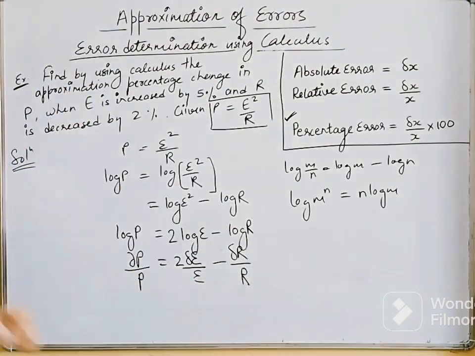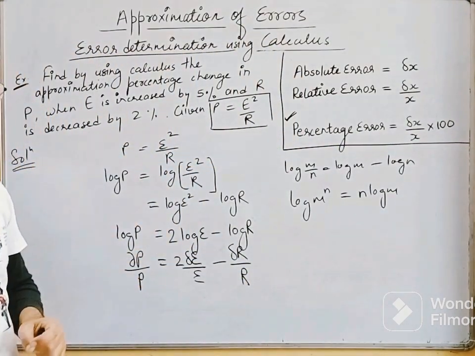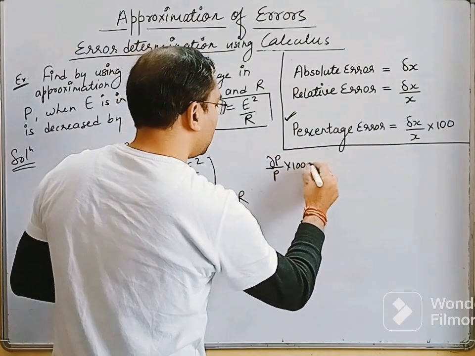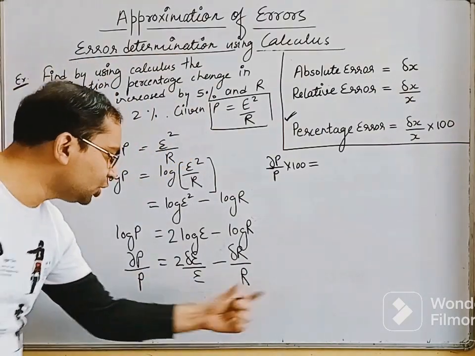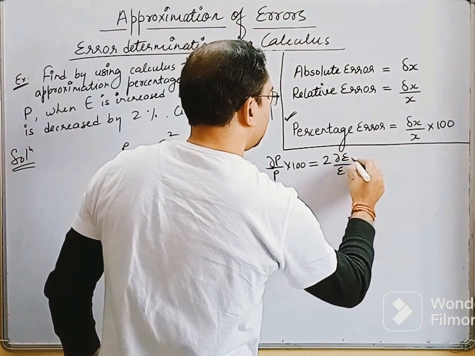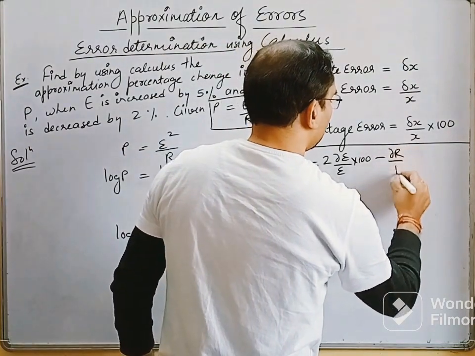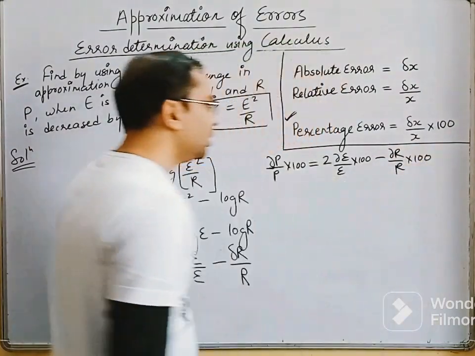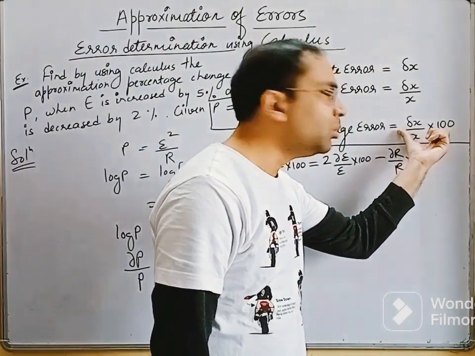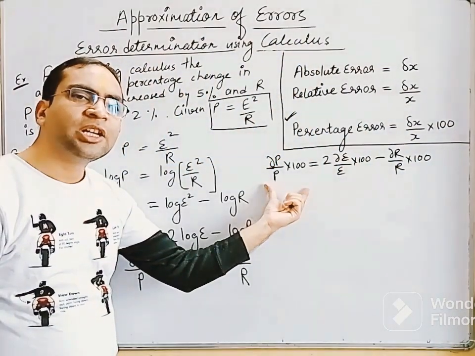But we need to convert this into percentage error, for which we need to multiply on both the sides by 100. So the left hand side will become del P upon P into 100. On the right hand side, the 100 will be multiplied in each term. So this will be twice del E upon E multiplied by 100 minus del R upon R multiplied by 100. Now we can see this becomes the percentage error in P. So you can see the formula del x upon x into 100 is the percentage error in x. So here del P upon P into 100 is the percentage error in P.